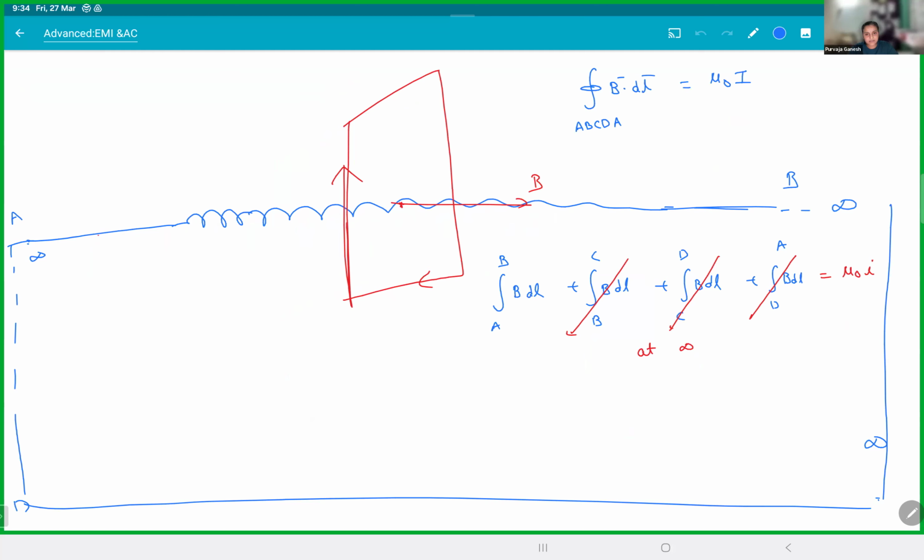Sir, why is it necessary that it should pass through the center? It won't be symmetrical then. Think about it, B won't be horizontal then. If B makes some angle, what will you do? B dot dl will not work out.